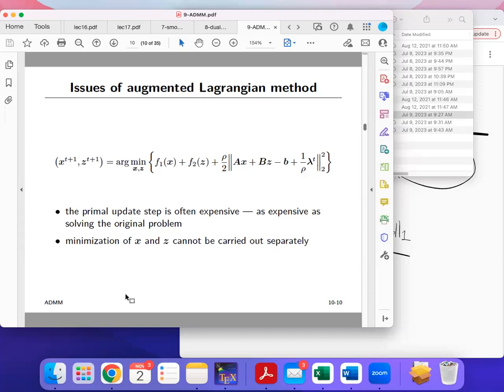And the second thing is that because of this coupling, the minimization over x and z cannot be carried out separately. The first two terms are separate. x is here, z is there, but the last term couples everything together. So that makes the problem very complicated.